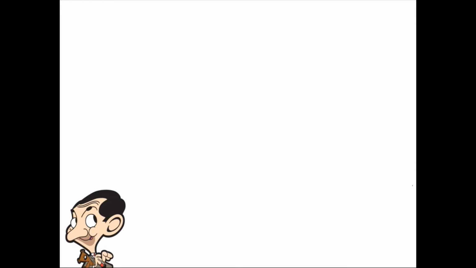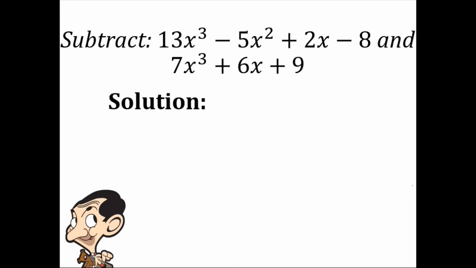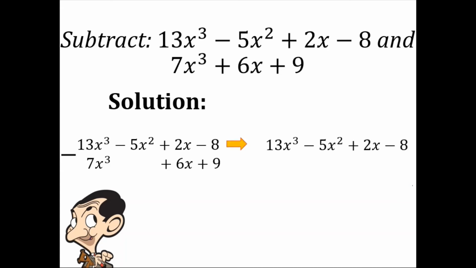Let's try another example. 13x cubed minus 5x squared plus 2x minus 8 and 7x cubed plus 6x plus 9. To subtract, arrange them vertically. You need to remember that you need to align terms that are similar on the same column. So that the first polynomial is just copied. Minus sign becomes a plus sign, and get the opposite of the second polynomial. Positive 7x cubed becomes negative 7x cubed, plus 6x becomes minus 6x, plus 9 becomes minus 9.